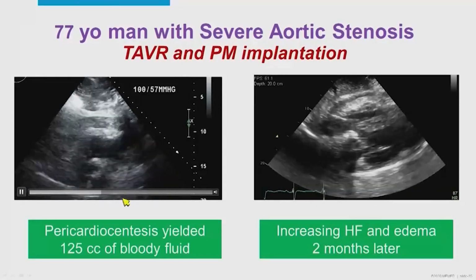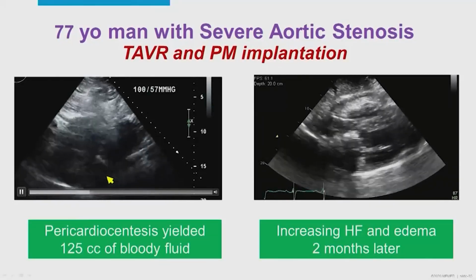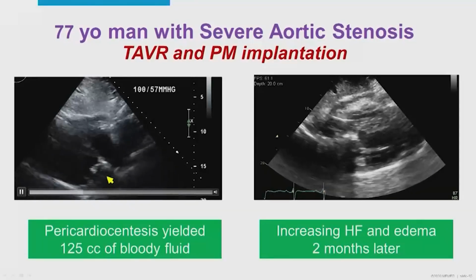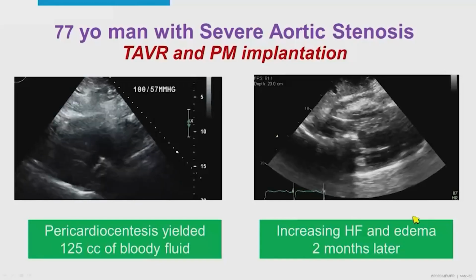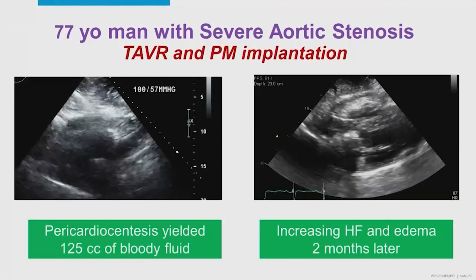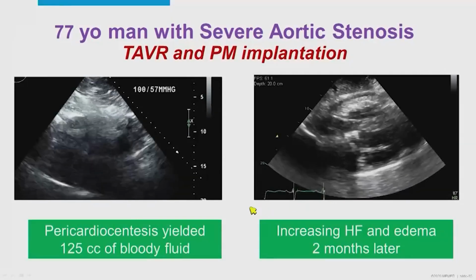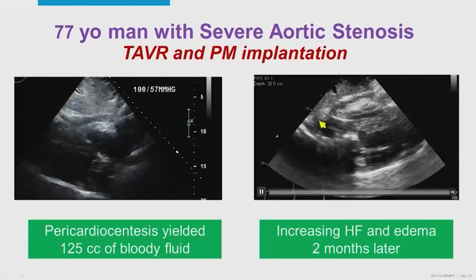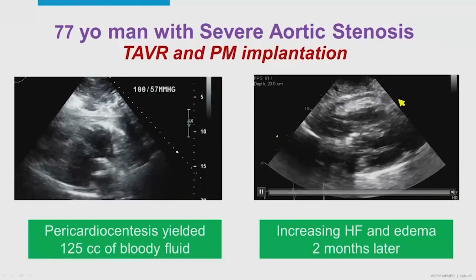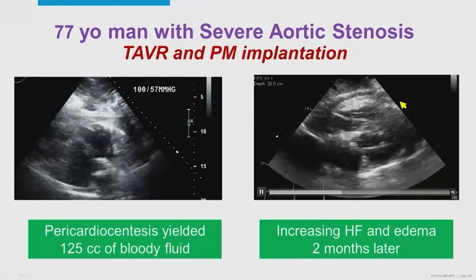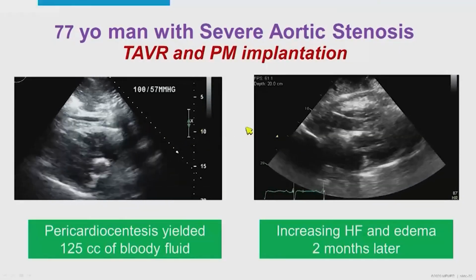We did the pericardiocentesis and got bloody fluid, and the patient got better and was discharged. But 2 months later, the patient came back with more symptoms and signs of heart failure and significant edema. You can see on echocardiography no fluid, but a marked increase in pericardial thickness, and this dark area there because of the inflammation of the pericardium. So this is a very typical example of effusive constrictive pericarditis.